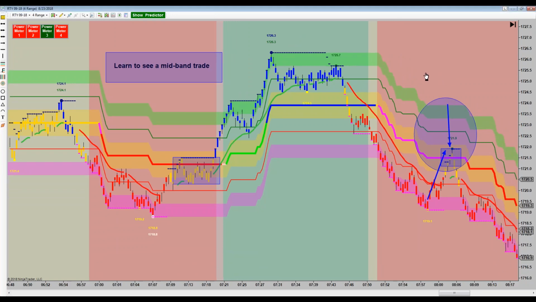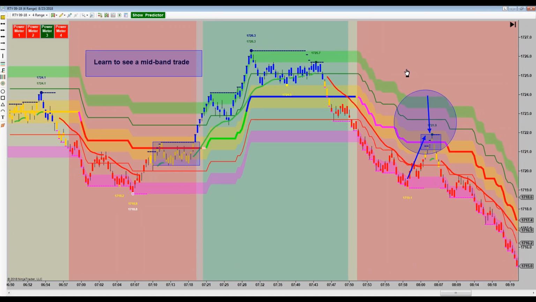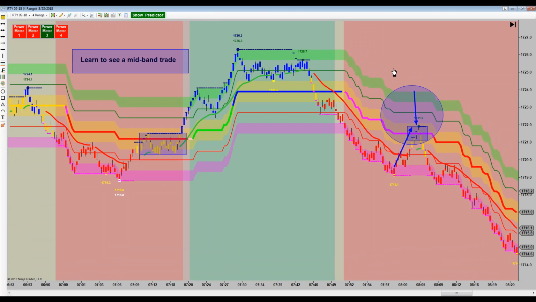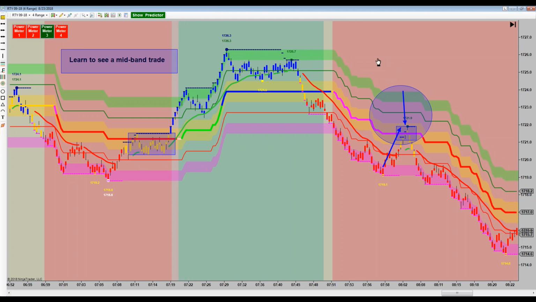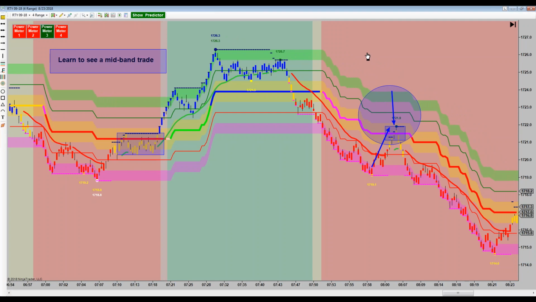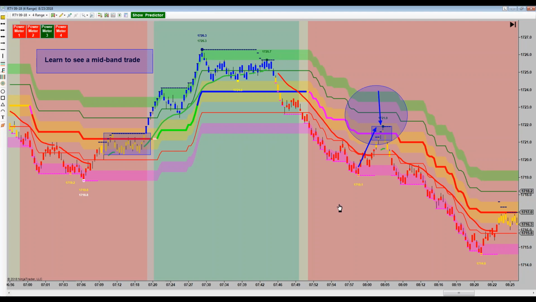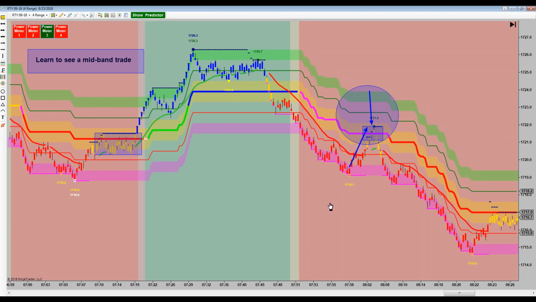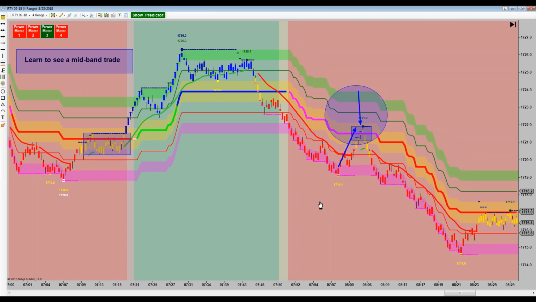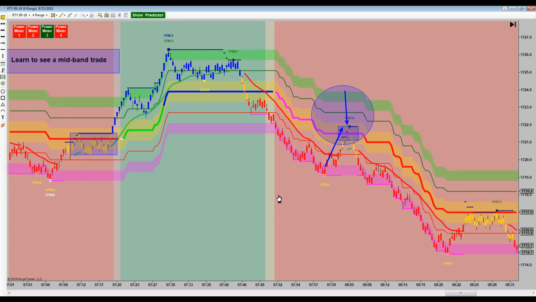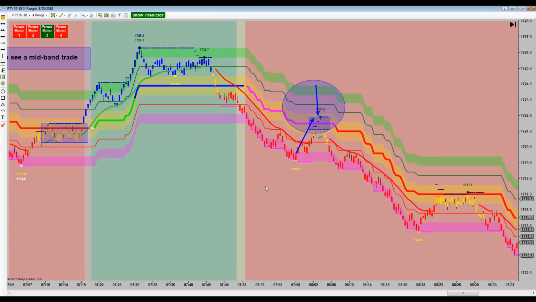All right, so here we're at 8:14. That trade worked out very, very nicely. Now we're at 8:20. You're typing in a T when you see another mid-band short. When you see another mid-band short, you type in the letter T. Ready? Here we go. We're at 8:20. 8:23. 8:25. 8:28. 8:29. All right, I'm going to stop it right there.